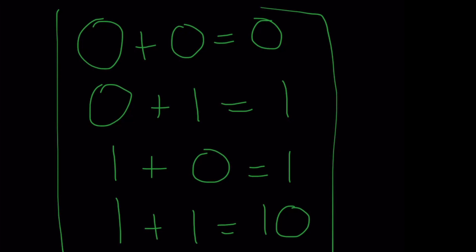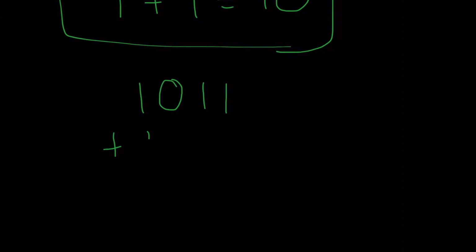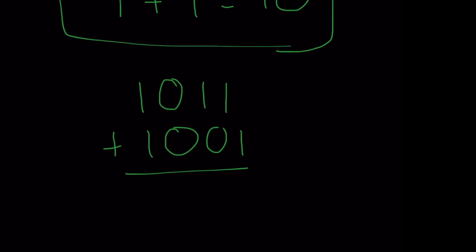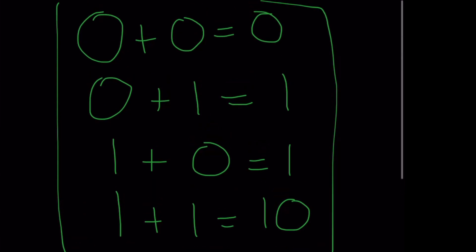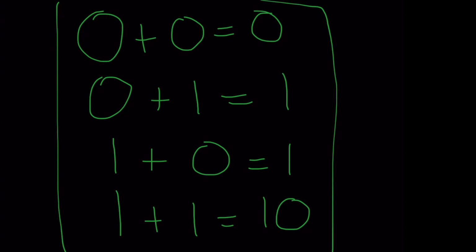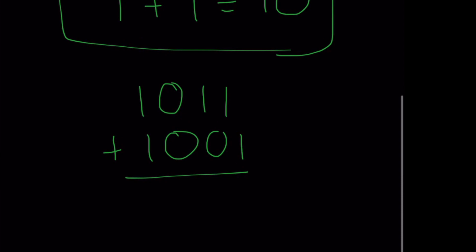So for example, if you have 1011 plus 1001. First, let me talk a bit about the rules. Why these rules are important to remember: because there are only two digits, these are the only four possible outcomes, and these four possible outcomes have these answers. So you just have to remember them.